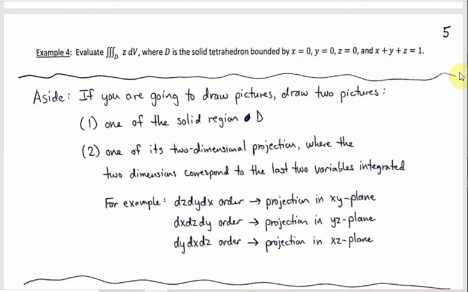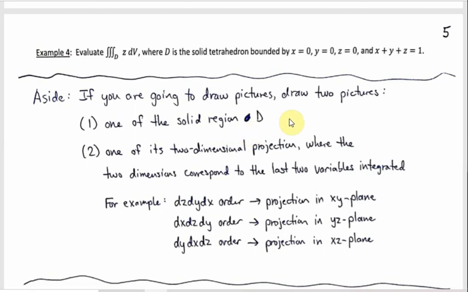Okay, the thing that really helps here is having the picture. And this one's not that terrible to draw, but if you're going to draw a picture, I would say you probably want 2 of them. First, draw the thing that you're going to integrate over, so the full solid region. So here, this tetrahedron, drawing this is not too bad. So we'll get that one.